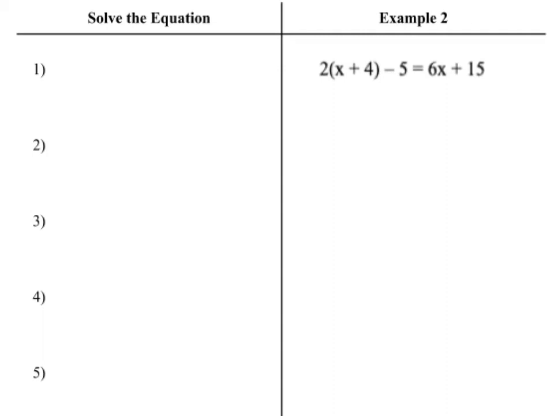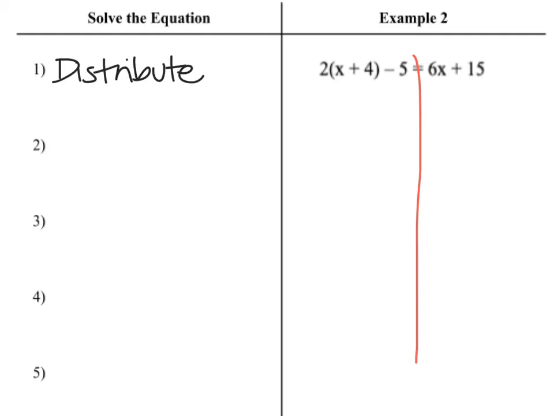Example 2, we're going to do every single step on this one. So first we will check for distribution. I have it because I see those parentheses. So step 1 is to distribute. Okay, let's do that. 2 times x, 2x. 2 times 4 is 8. And then minus 5. Bring down the other side.